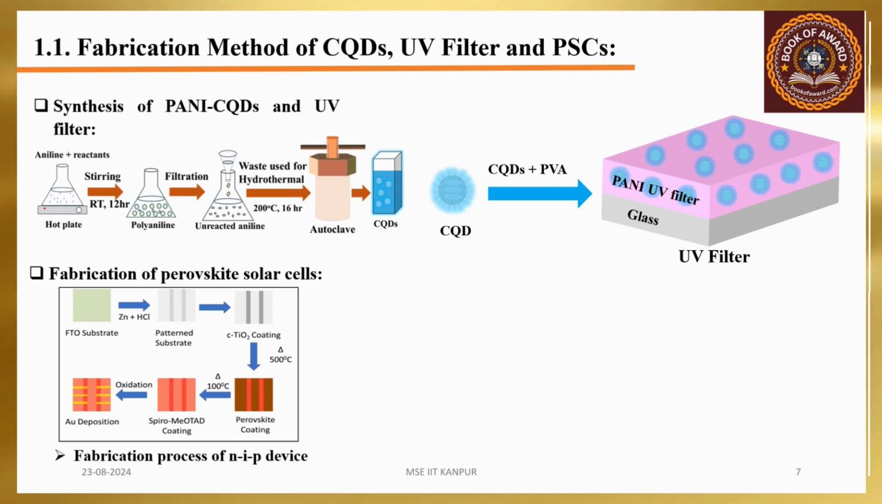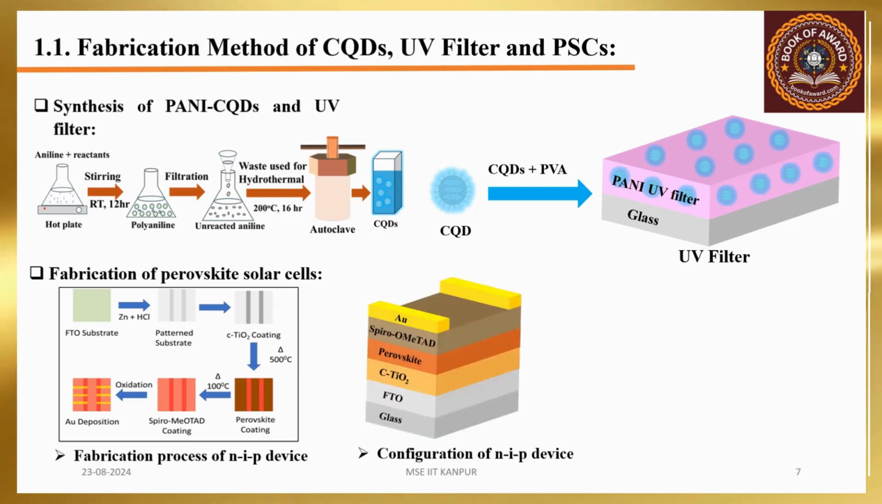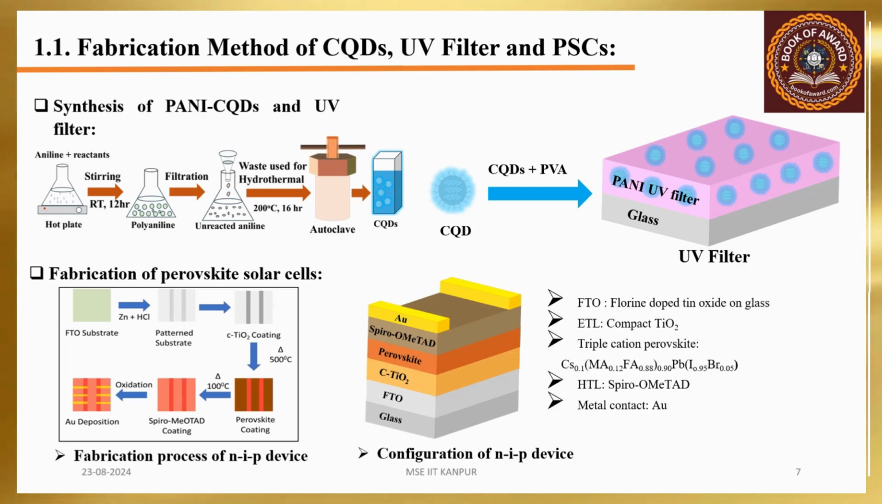And on spiro, we make the electrode of gold by using thermal evaporation. And by following this process, we get the configuration of triple cation perovskite solar cell with NIP configuration. So this is the chemical formula of triple cation perovskite material which is used in making of this NIP device.